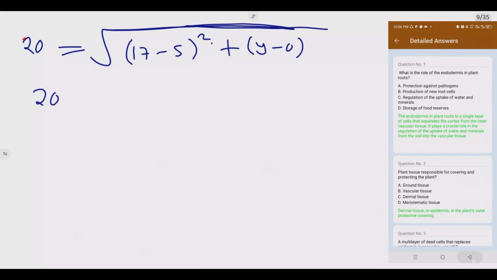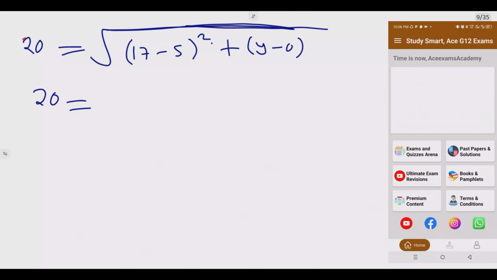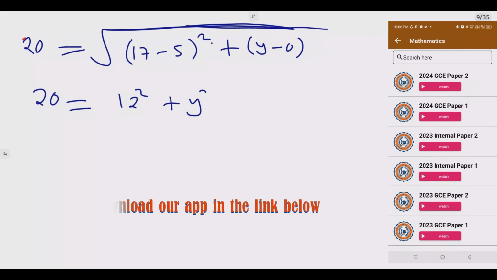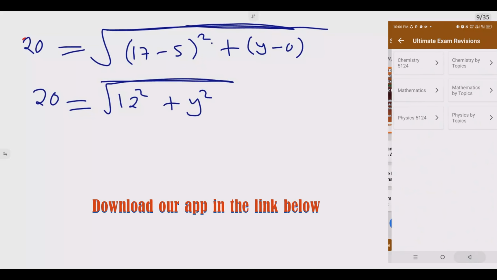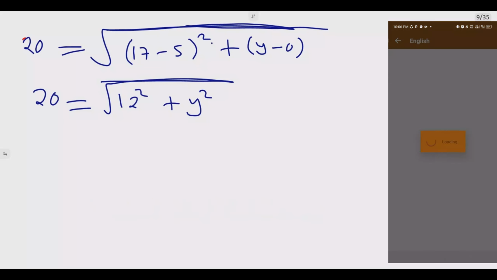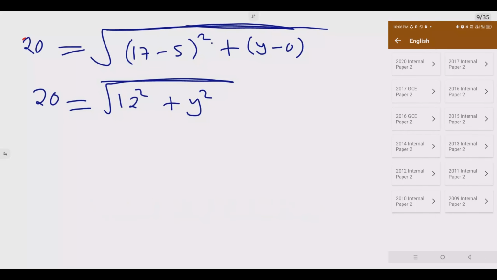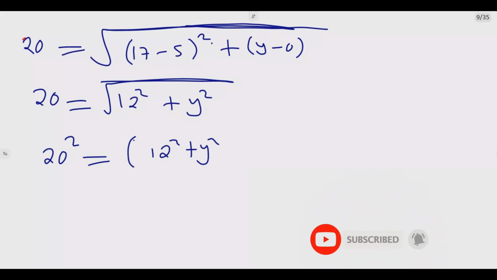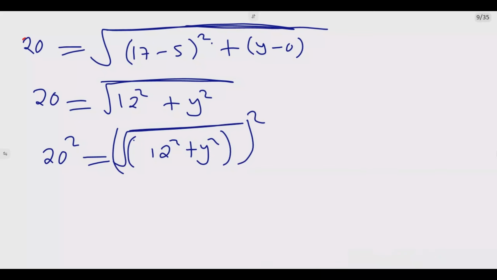So 20 is equal to the square root of 12 squared plus y squared, since 17 minus 5 is 12 and y minus 0 is y, and y times y is y squared. At this point, it's just a matter of dealing with this, so you need to be careful now. To get rid of the square root, I need to square this side, 20 squared, and also square the other side, 12 squared plus y squared, which is inside the square root.